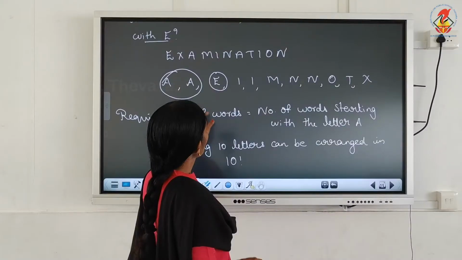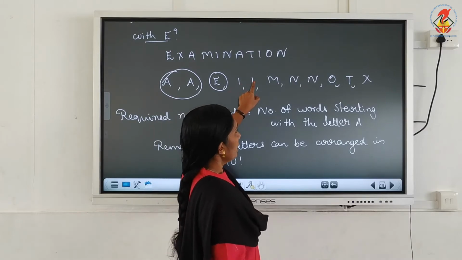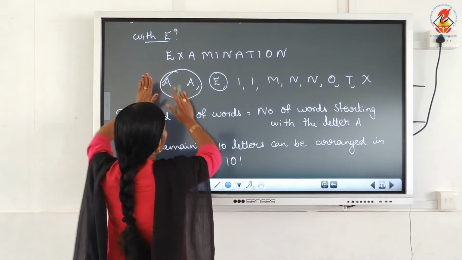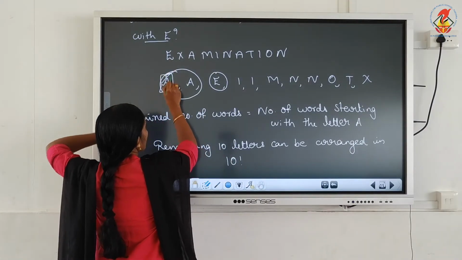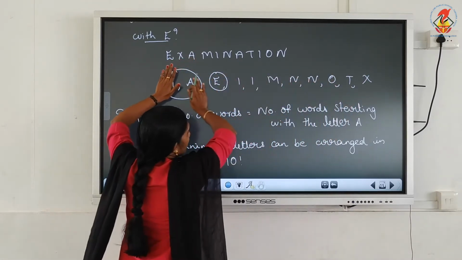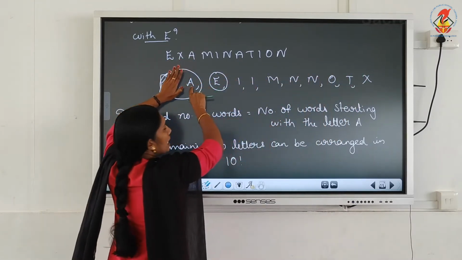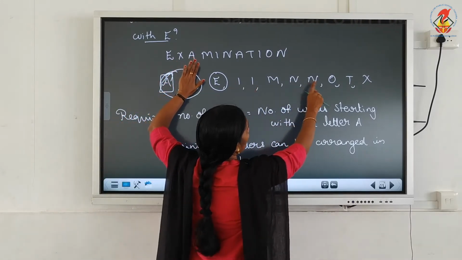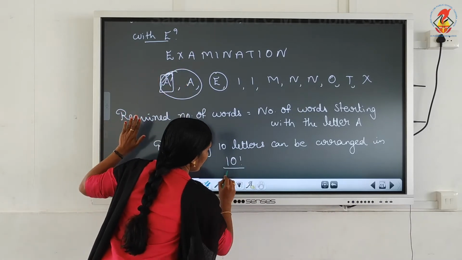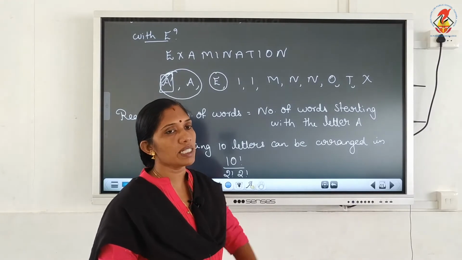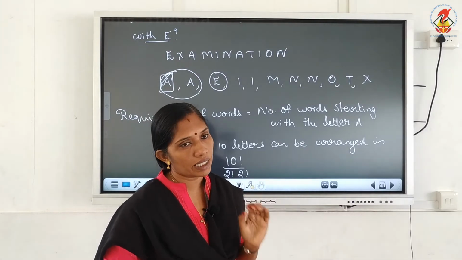But is there any letter repeated? This A we don't consider. Why don't we consider A? The first letter is A, so this is fixed. Now we have to arrange only these 10 letters. In these 10 letters there is only one A. But I occurs 2 times and N occurs 2 times. That you have to write in the denominator: 2 factorial and 2 factorial. Clear?